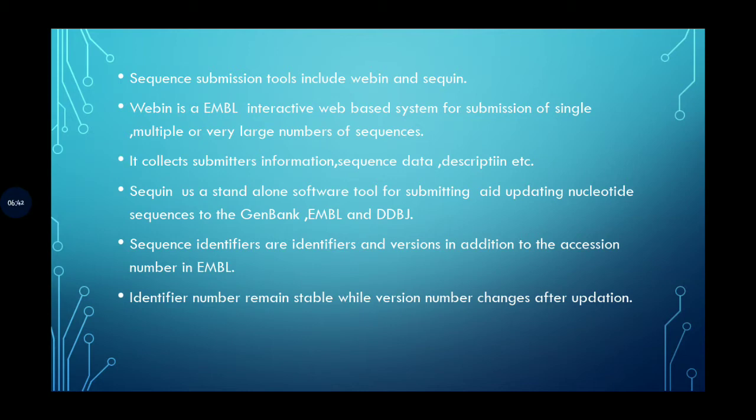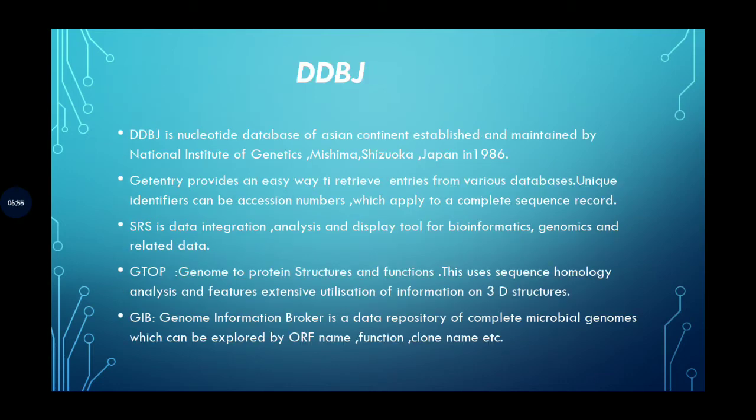Sequence identifiers are the identifiers and the versions in addition to the accession number in the EMBL. The identifier number remains stable while the version number changes after every update. DDBJ is a nucleotide database of the Asian continent, established and maintained by the National Institute of Genetics, Mishima, in Japan in 1986.